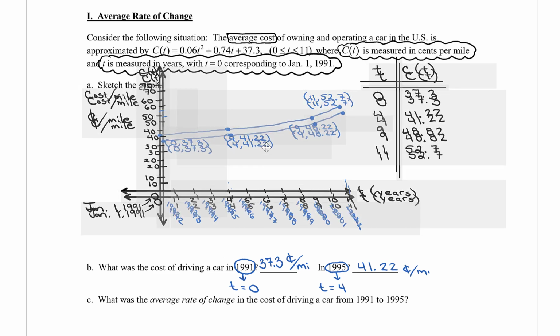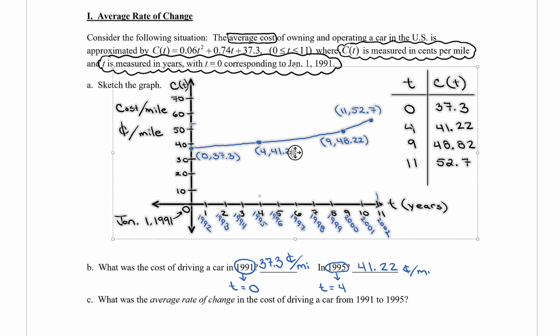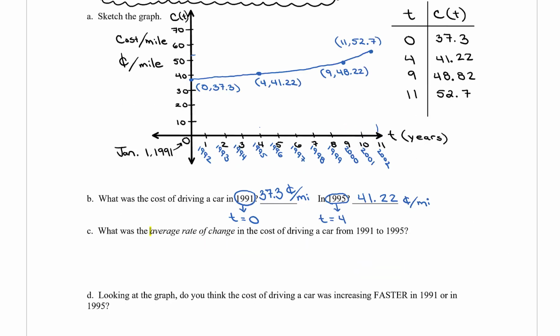What was the average rate of change in the cost of driving a car from 1991 to 1995? So I'm going to highlight the part that says average rate of change, and I'm going to draw a cloud around those words. Underneath it, I'm going to write down the word slope because that's what average rate of change represents. It represents slope. So I know I'm going to have to use the formula for slope. I also know I'm going from 1991 to 1995, so I'm going to circle those years right there so I know I'm focusing in with those values and looking for those ordered pairs that represent those times.